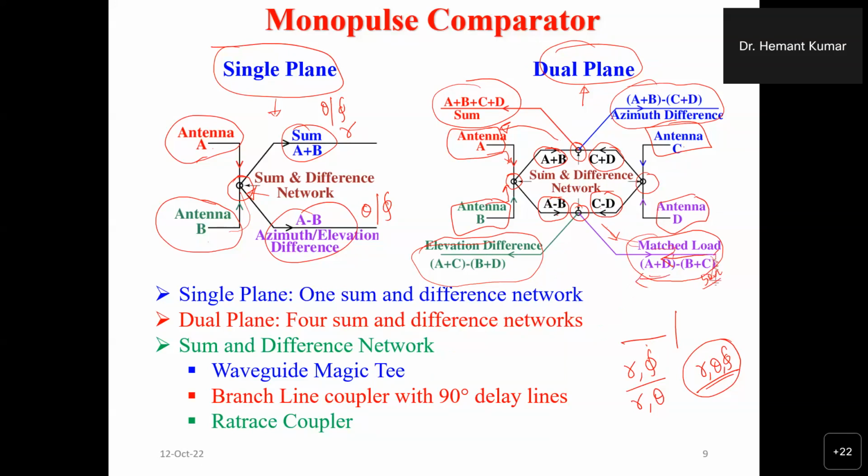So basically, to design a monopulse comparator, we need four sum and difference networks. How to design a sum and difference network? If you see the working principle of a waveguide magic T, it can act as a sum and difference network. There are four ports in the waveguide magic T. If you give the input at two of the ports, the other two ports will give you the sum and the difference. Similarly, the branch line coupler can also act as a sum and difference network if we introduce a 90-degree phase delay line at one of the inputs of the branch line coupler. In that case also, we can use that branch line coupler as a sum and difference network. The third option is the rat race coupler. The rat race coupler can also act as a sum and difference network. I'll discuss all these three one by one and their advantages and disadvantages as well.